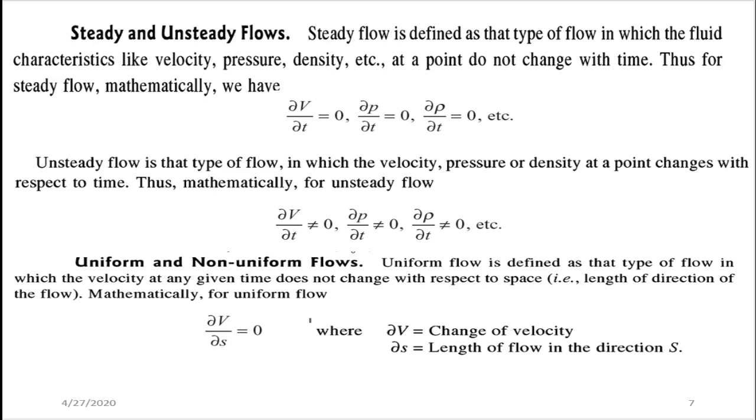Mathematically we can write, if you take the properties of velocity, pressure, density with respect to time, they are not changing. That is, ∂V/∂t = 0, ∂P/∂t = 0, ∂ρ/∂t = 0. Velocity, pressure, density with respect to time are not changing.